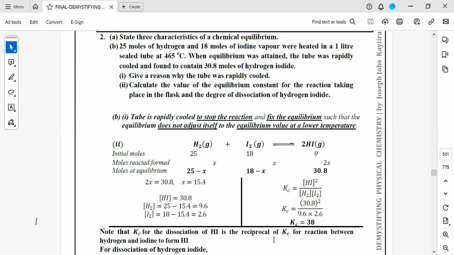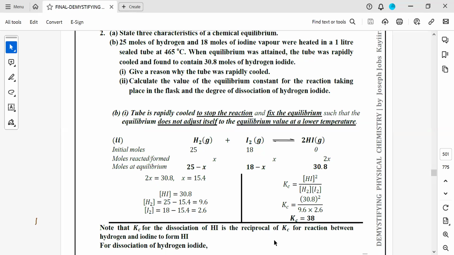So what is going to happen here is we have 25 moles initially of hydrogen and 18 moles of iodine initially. And of course, initially at the formation of hydrogen iodide, we have 0 moles. And then the moles that reacted, we let them be X, and since we have a 2 here, it becomes 2X. And then you'll have the initial moles minus the moles that reacted to give you 25 minus X, and then 18 minus X.